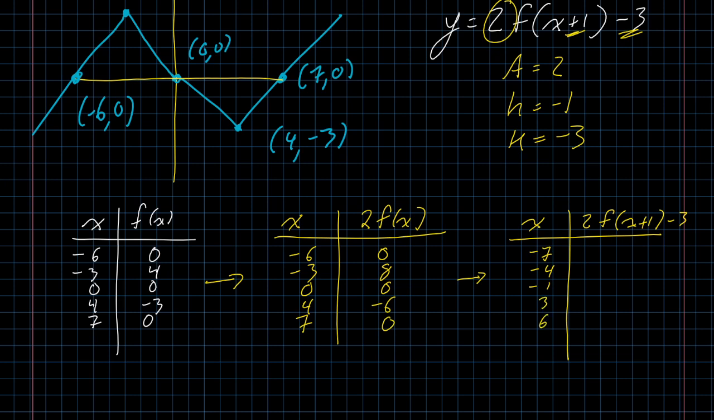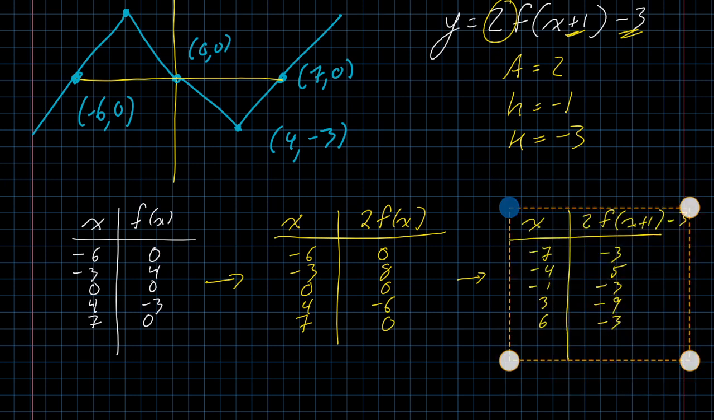My vertical shift is going to move things down by 3. That's going to subtract 3 from the y coordinates. So 0 minus 3 is negative 3. 8 minus 3 is 5. 0 minus 3 is still negative 3. Negative 6 minus 3 is negative 9. And 0 minus 3 is still negative 3. All right. With that, I have what I need.